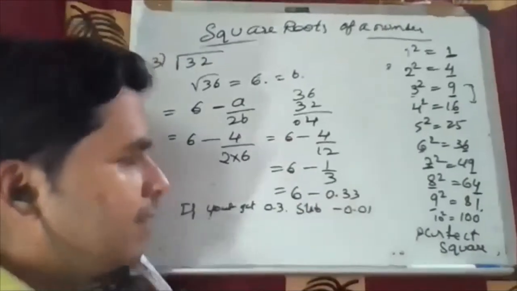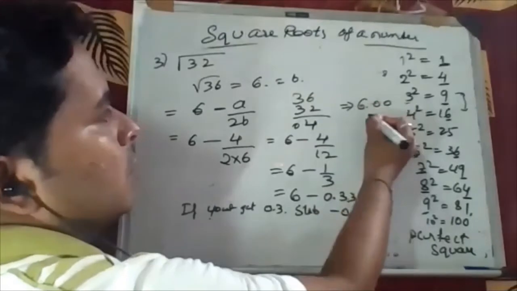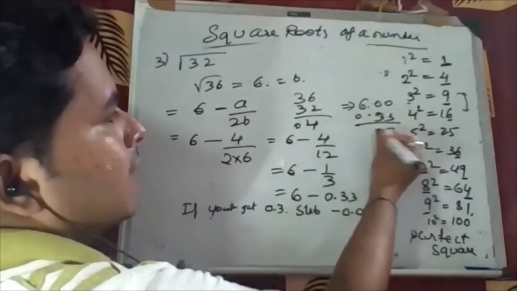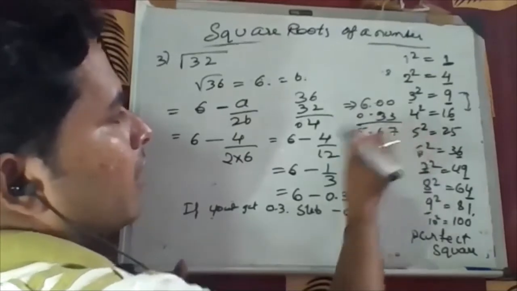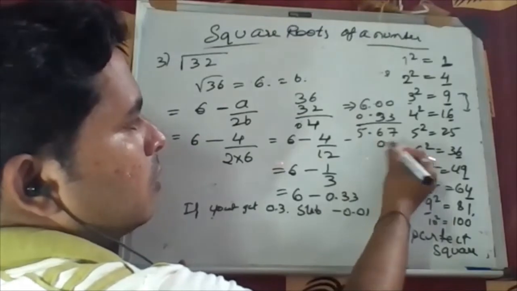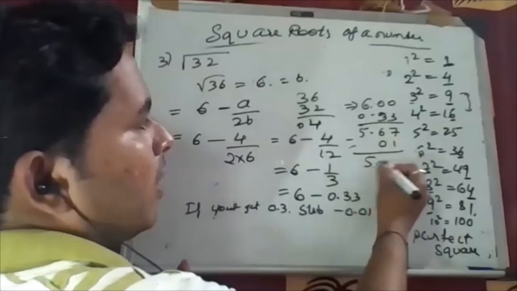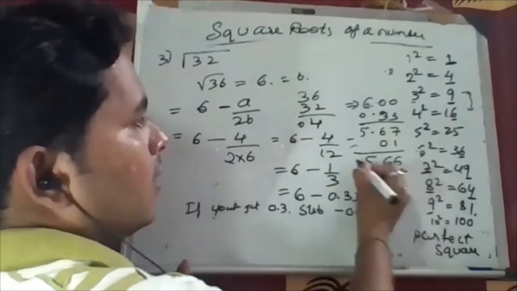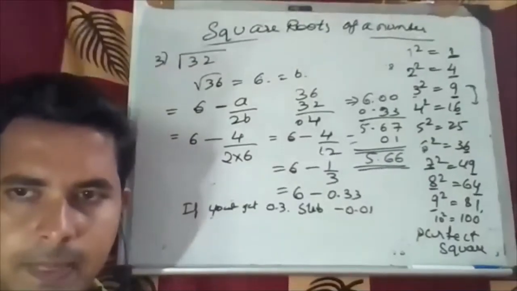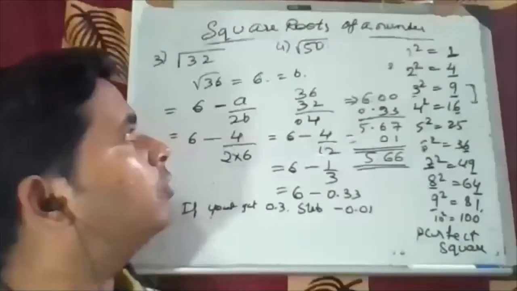Or else you can do it like this. Now 6 minus 0.33. So what is 6 minus 0.33? We get here 7, 6 and 5, so here we have to subtract 0.01. So how much will come? 5.66 is my answer. 5.66 is my answer. Okay, understood?